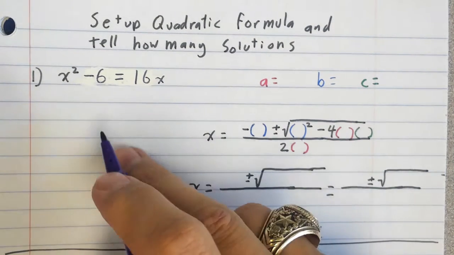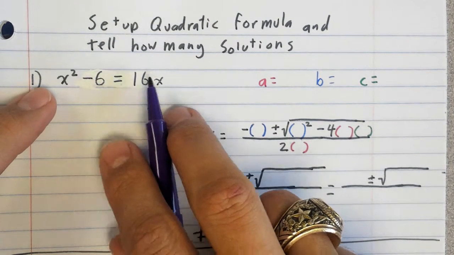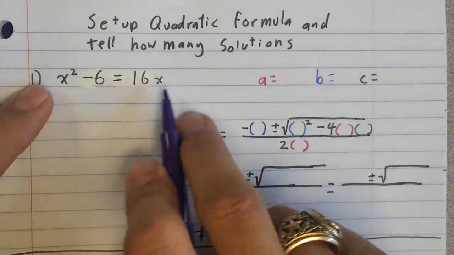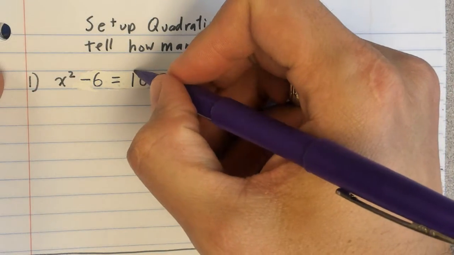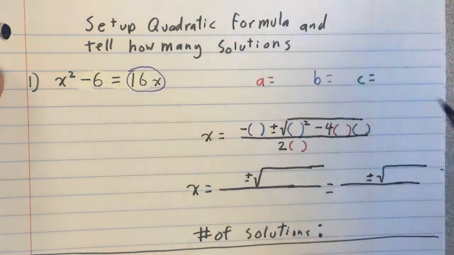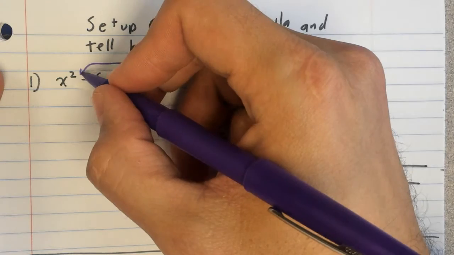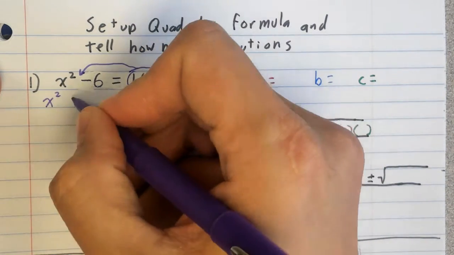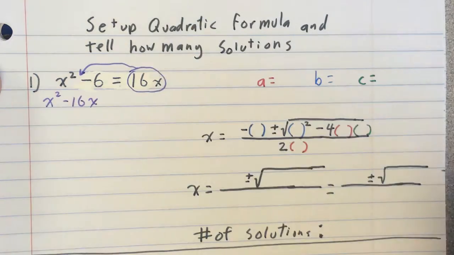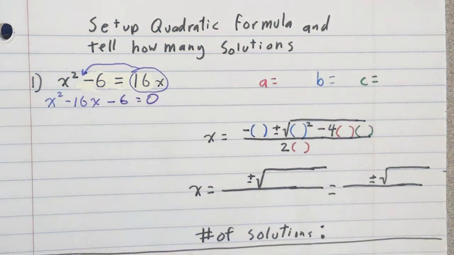First thing I need to make sure we do is have our equation in standard form, set equal to 0. This is not set equal to 0, and it's not in standard form. Easiest thing to do is take this 16x, because it's on the wrong side, and move it over here. So we're going to end up with x squared minus 16x minus 6, and we'll have it set equal to 0.